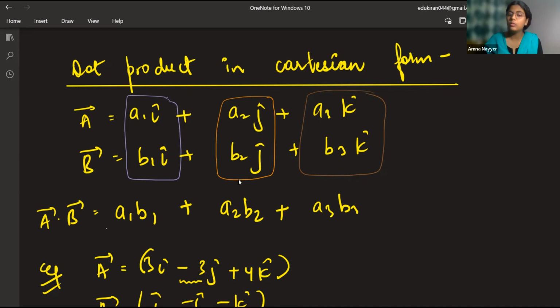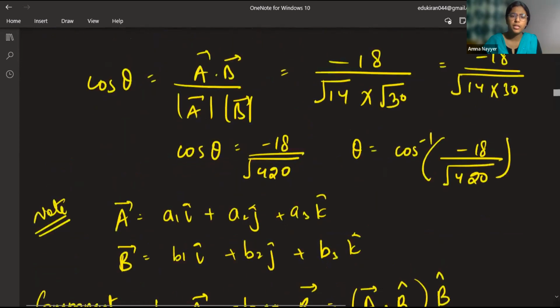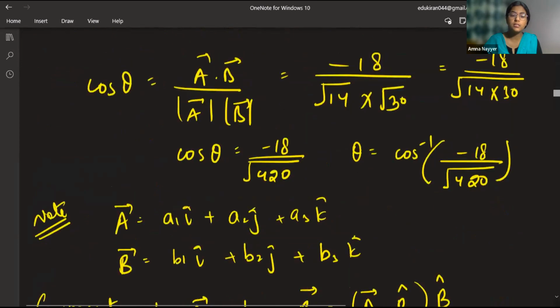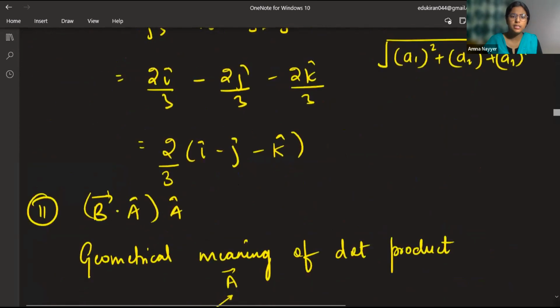Same way, A2 B2, you will get a number. Here also, A3 B3, you will get a number. And add them at the end, because all these i, j, k will be eliminated. This will also be much clearer when we see the question form. These questions are also asked. Cos theta is asked. Question form we'll see later.